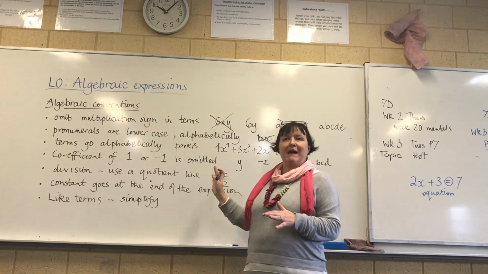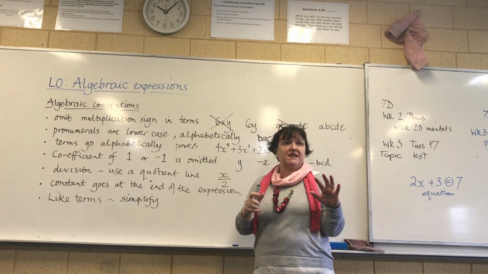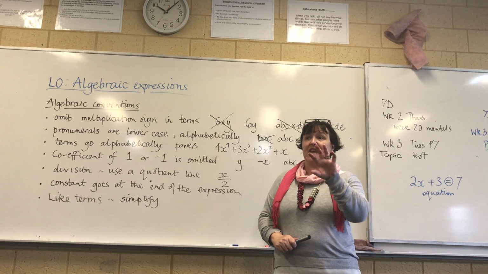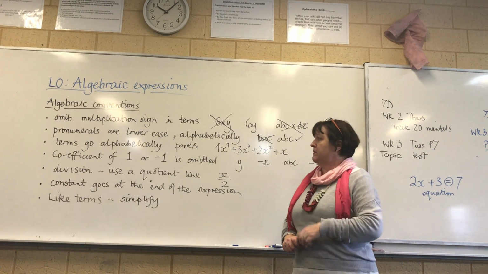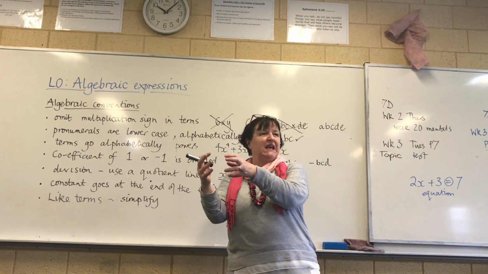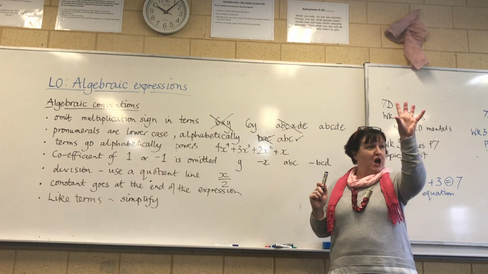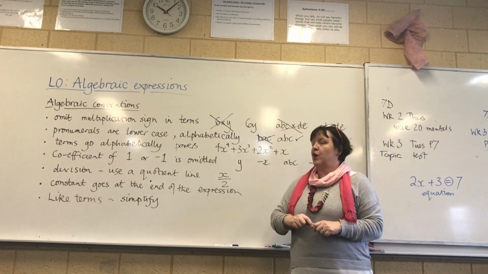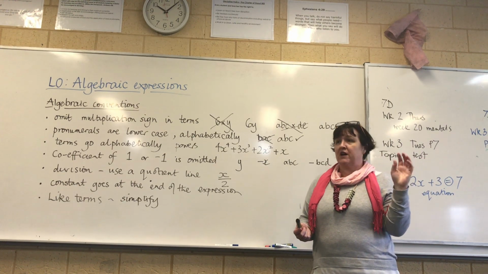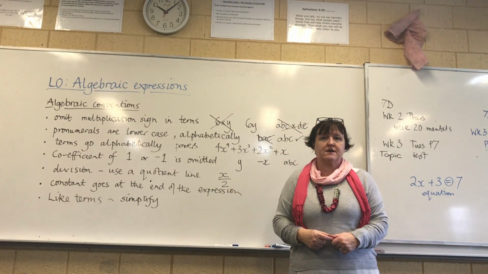So are all these coming back to you from last year? So we omit the multiplication sign because multiplication is the default operation. Pronumerals are lowercase, alphabetically ordered if there are more than one letter in a term. The terms go alphabetically as well, so if you've got like 2a plus 3b plus 3c, you would write the a term, the b term, the c term, or they go in order of the power, from the highest power down. The coefficient of 1 or -1 is omitted. Division, you don't use the division sign, you use the quotient line. The constant tends to go at the end of the expression, and you always simplify like terms.